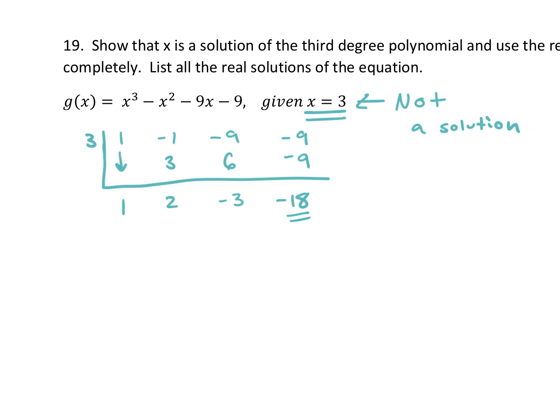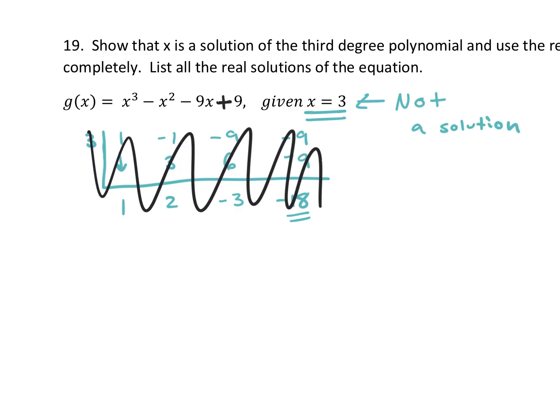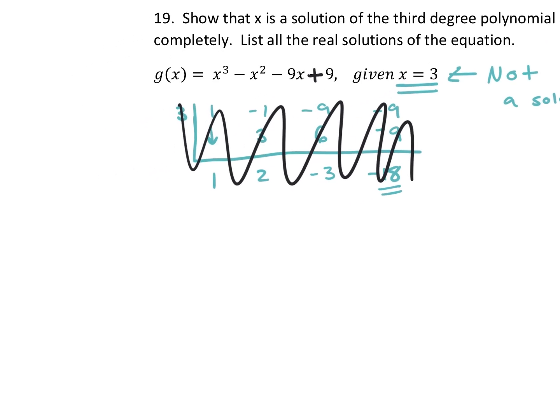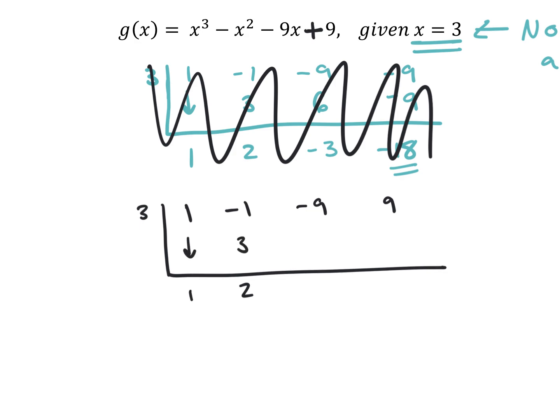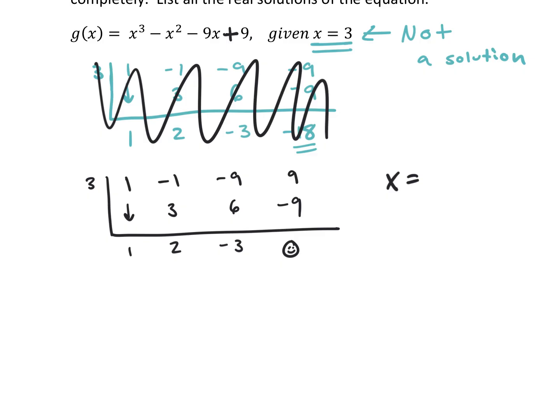So let's pretend that this has a plus sign here. Now let's see if 3 is a solution. So we're going to put 3 on the outside, 1, negative 9, and 9 inside. Drop down the 1, multiply, add, multiply, negative 3, negative 9, 0. So now x equals 3 works.